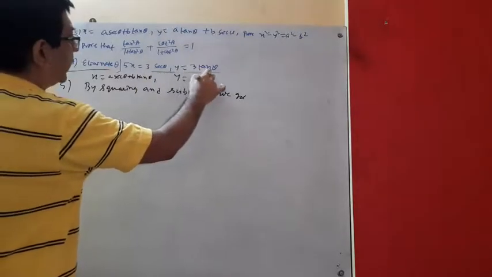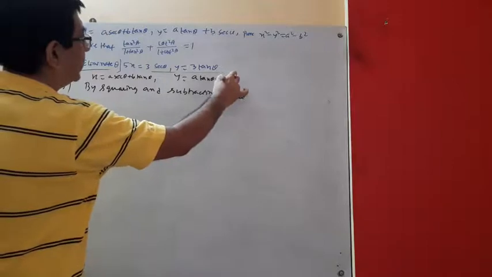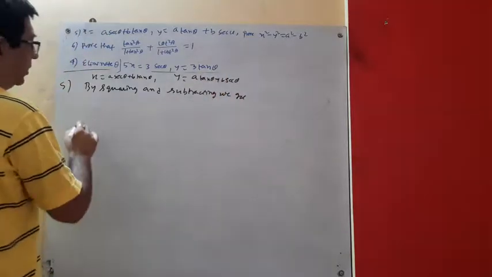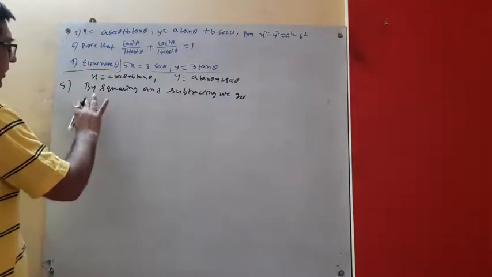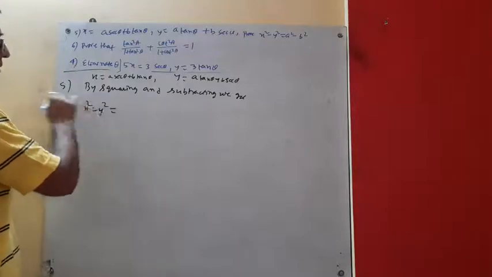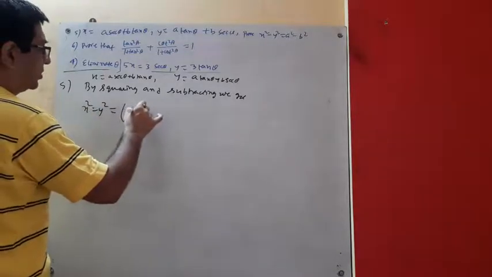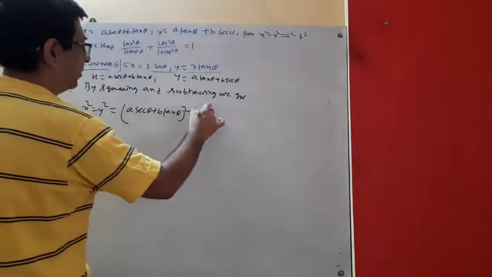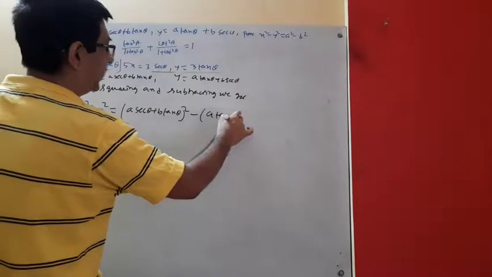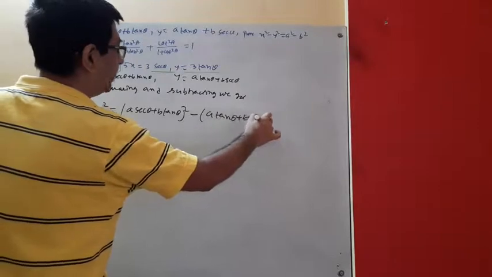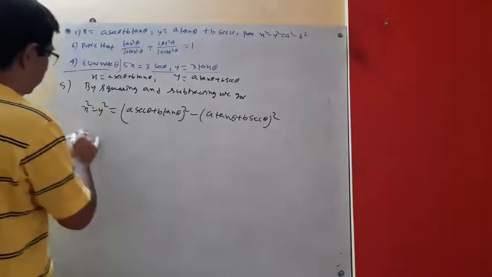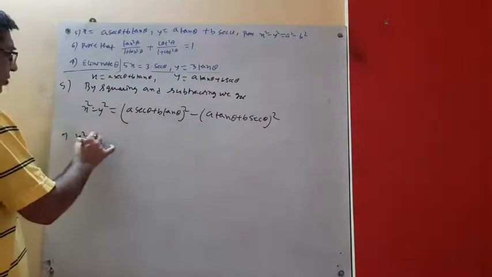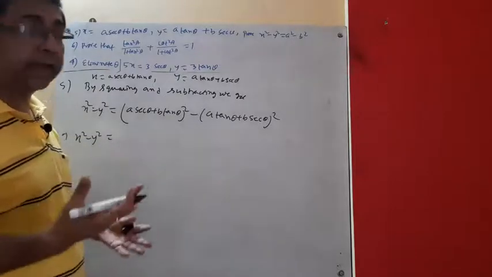y equal to a tan theta plus b sec theta, right? So we get x square minus y square. x square minus y square. So x is a plus b tan theta, whole square, minus a tan theta plus b sec theta, whole square. So what are we getting? x square minus y square equal to what are we getting?